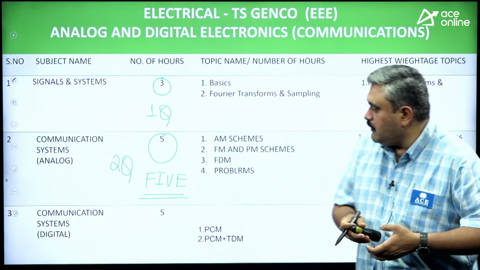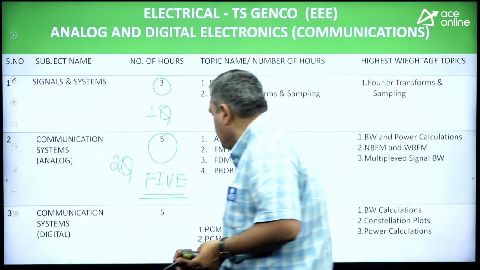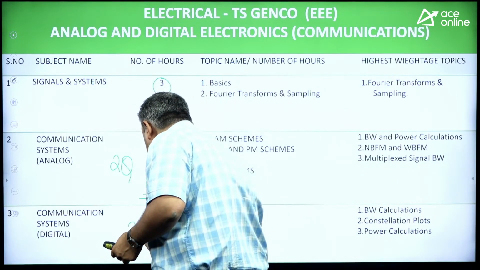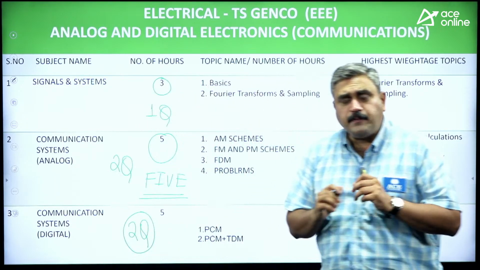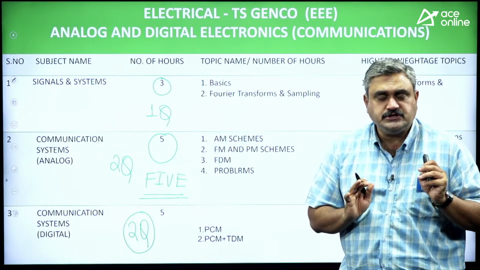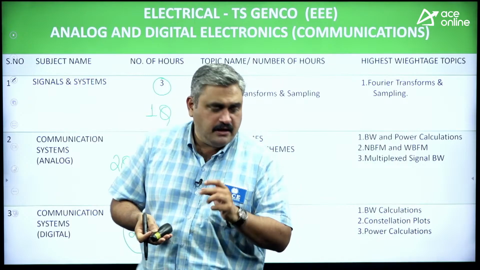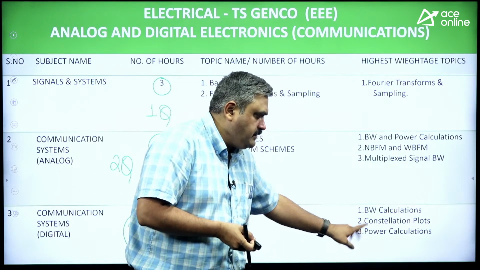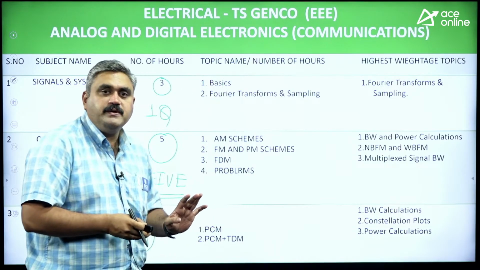Okay. Now, coming to the last part, digital communication systems. From here also you can expect 2 questions. Here the topic is very clear. It is pulse code modulation. What are the bitrate requirements? What are the bandwidth requirements? That part will be the main area. If you study these things, that would be sufficient.